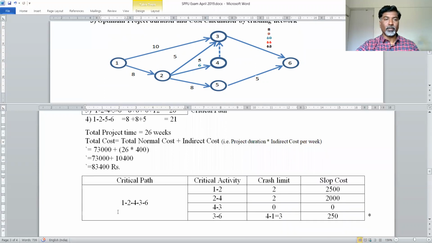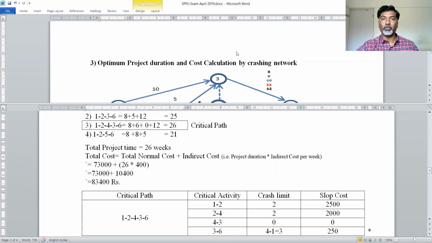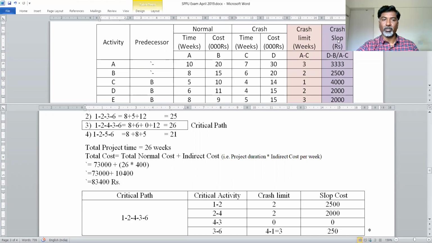Now you have identified which is a critical path. So you have to prepare one table, and in that table you have to write the critical path. Within that critical path, what are different activities are involved, that you have to write. The first activity is 1 to 2, 2 to 4, 4 to 3, and 3 to 6. Then you have to write the crash limit and slope cost values. Crash limit and slope cost values we have calculated over here. This is nothing but my crash limit, and this is a crash value.